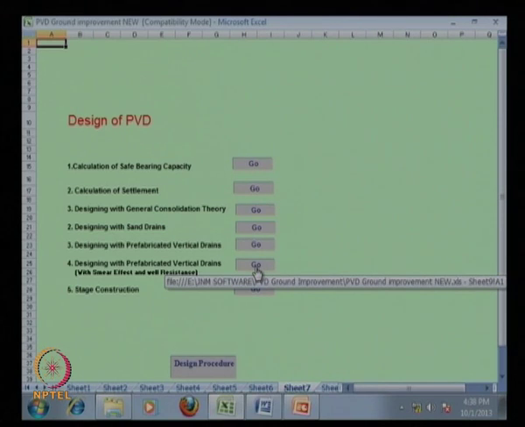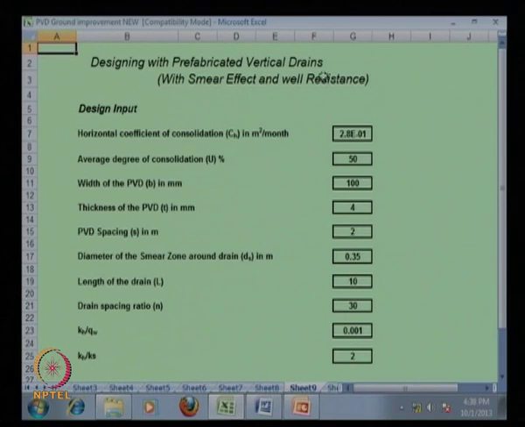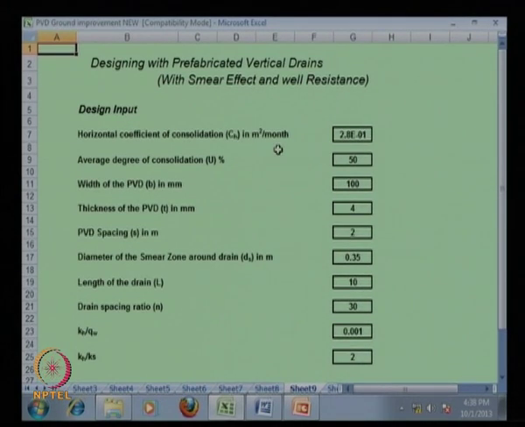Now, design with prefabricated drain with smear effect and well resistance. Most of the time we do not consider it, but if we consider it, then the design input: horizontal coefficient of consolidation Ch in meter square per month is 2.8 into 10 to the power minus 1. Average degree of consolidation U percentage 50. Width of the PVD is 100 millimeter. Thickness of the PVD is 4 millimeter. PVD spacing is 2 meter.